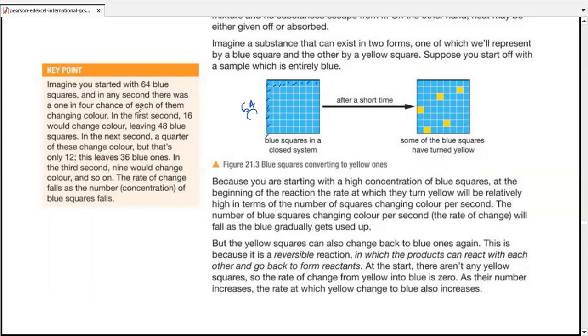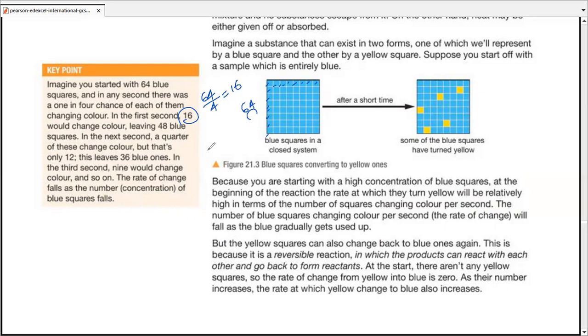There was a 1 in 4 chance of each of them changing color. So in the first second, only 1 out of 4, which means 64 divided by 4 is equal to 16, would change color, leaving 48 blue squares. In the next second, a quarter of these change color, but that's only 12. This leaves 36 blue ones. In the third second, 9 would change color, and so on. The rate of change falls as the concentration of blue squares falls.